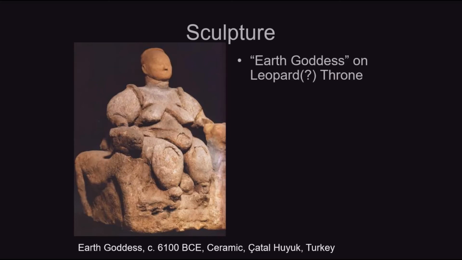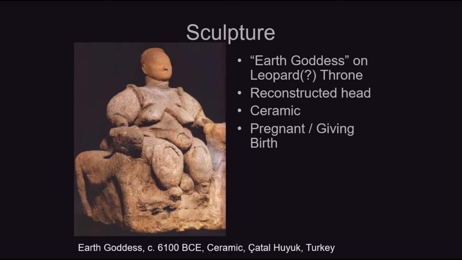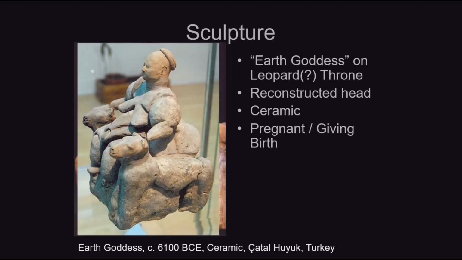This is the Earth Goddess, or the Mother Goddess, on a leopard throne, although we're not entirely certain it's a leopard. The head has been reconstructed, so we don't know what the head of this thing would have looked like, but it's definitely fired ceramic. There's been a debate about whether she is pregnant or giving birth. I think the most important thing is she's clearly, again, one of these figures that is emphasizing the abdomen, the hips, the breasts, those things that are associated with childbirth and child rearing.